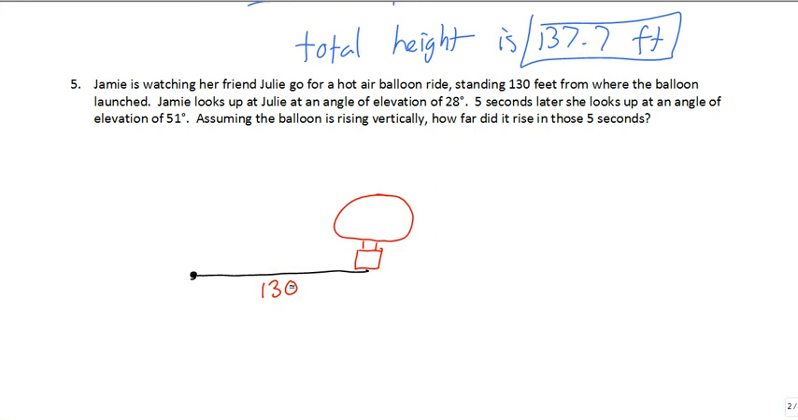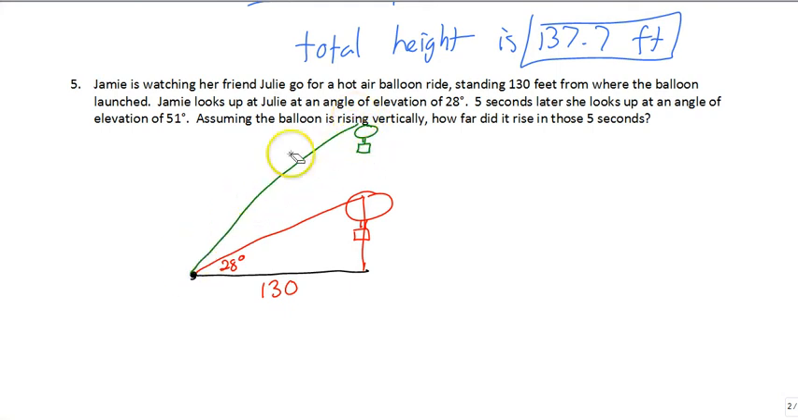Jamie looks up at Julie at an angle of elevation of 28 degrees. So actually, the balloon has already launched, so I probably should have drawn it over here, but that's all right. So here's looking at the balloon, 28 degrees. Then there's something later. So we can either do it on the same triangle or on a separate one. I'll show you what it looks like on the same one. 5 seconds later, she looks up at an angle of 51. Well, 5 seconds later, the balloon's up here. And she looks up there. Oh, that was a bad line. And now this big angle's 51.